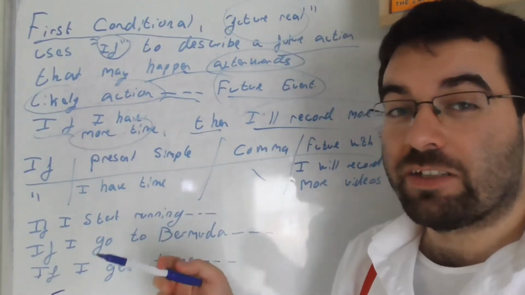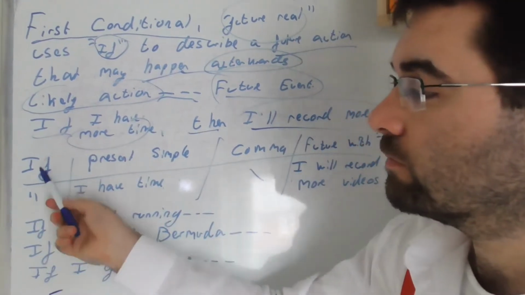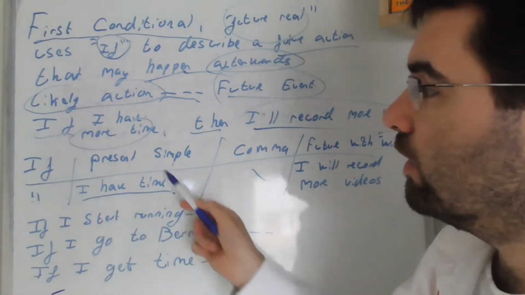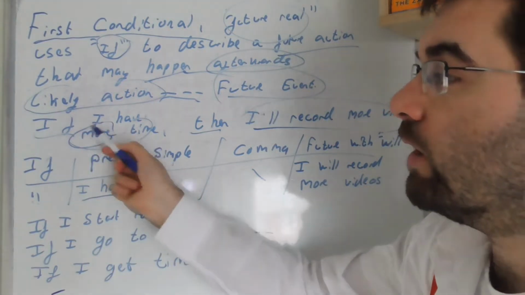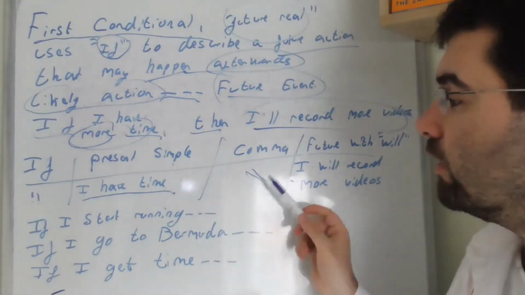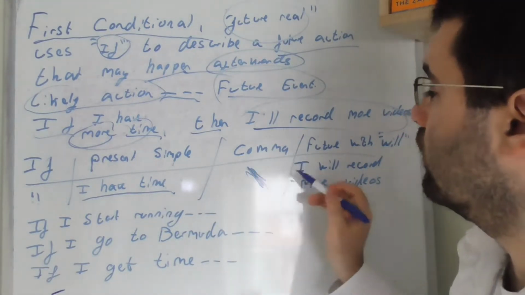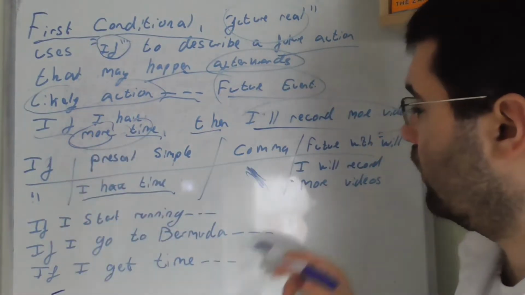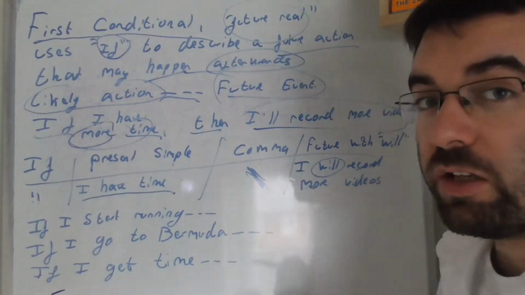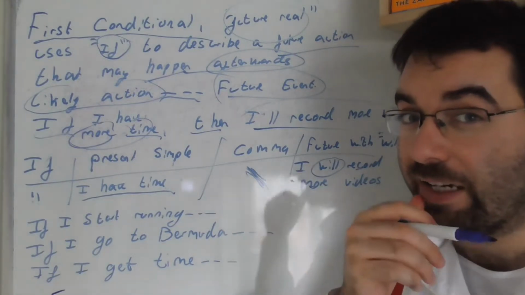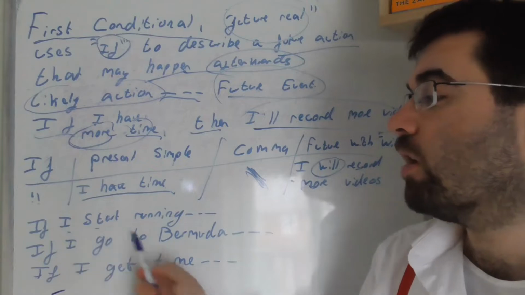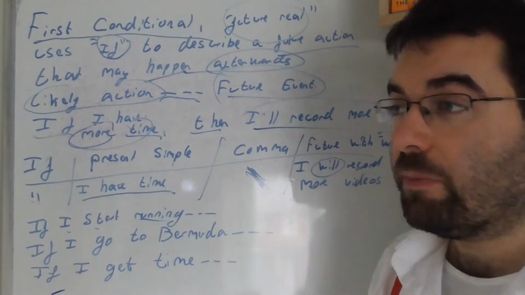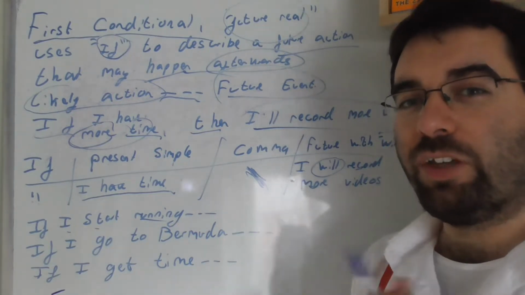So let's look at the sentence structure. If, present simple, I have time. If I have more time, if I have time, comma, as always, comma, future with will, something you will do in the future. I will record more videos. Nice. If I start running, I will lose weight. I'll get healthier.